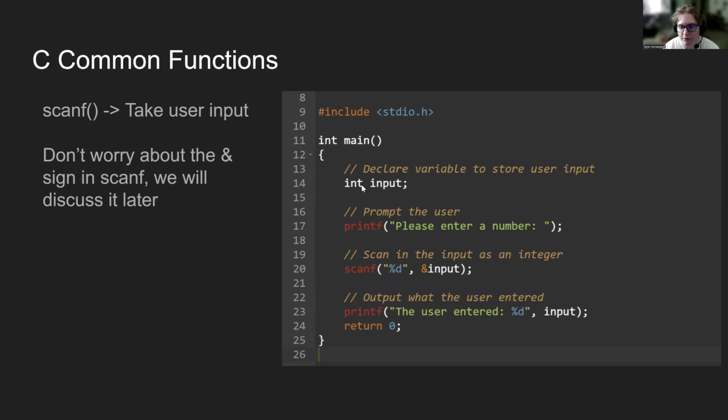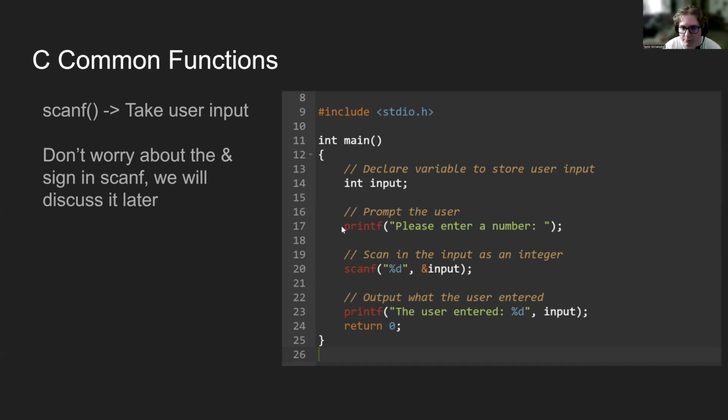So don't worry about the and sign on line 20. We'll go over that a little bit later. But when we want to scan in user input, we first have to declare a variable. So if we want the user to give us a string, so like a string of text, we'd have to declare a string variable. If we want them to give us a number, we'll declare an integer or a double or whatever type of number they're going to give us. And then we can provide that as an argument to the scanf function for what they're going to give us.